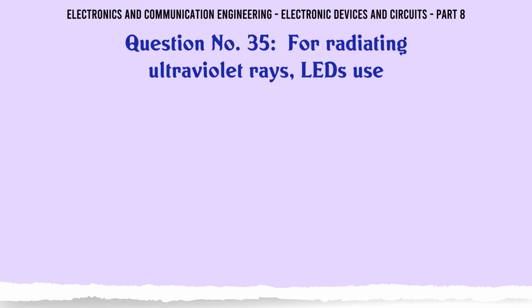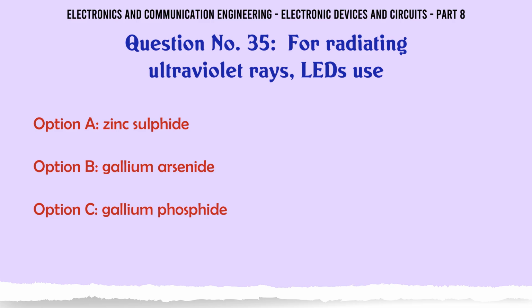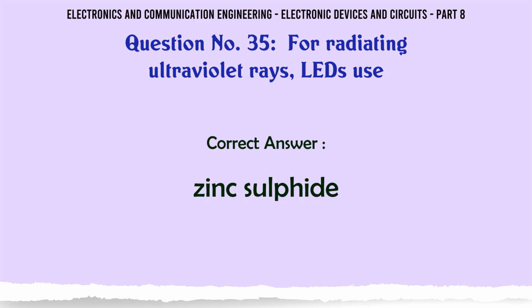For radiating ultraviolet rays, LEDs use A. Zinc sulfide, B. Gallium arsenide, C. Gallium phosphide, D. None of the above. The correct answer is zinc sulfide.